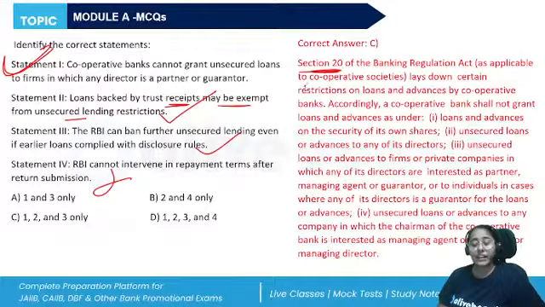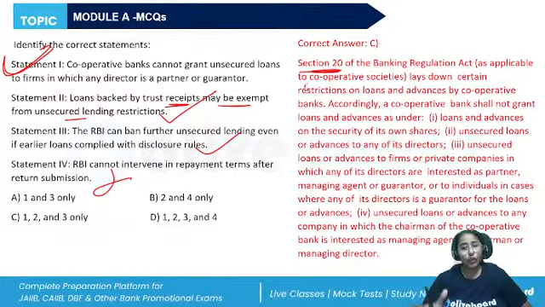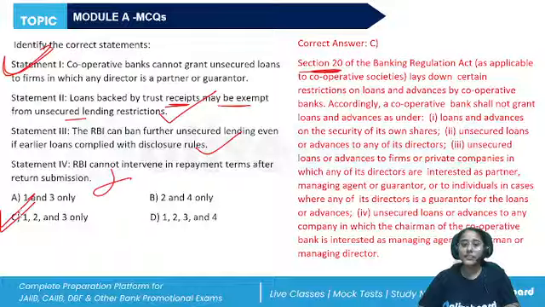So, loans and advances. What are the prohibitions? A cooperative bank cannot grant loans and advances on security of its own shares, or give unsecured loans to any of its directors or to private firms or companies. Unsecured loans or advances to any company in which the chairman is also engaged are also prohibited. All right, so 1, 2, and 3. These are the restrictions on the cooperative banks.